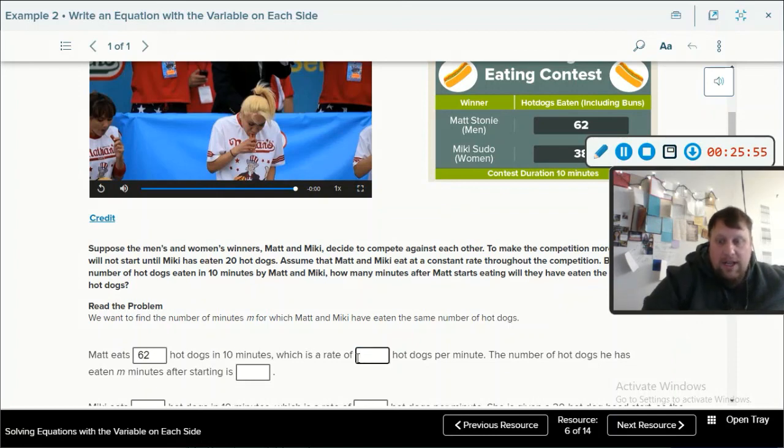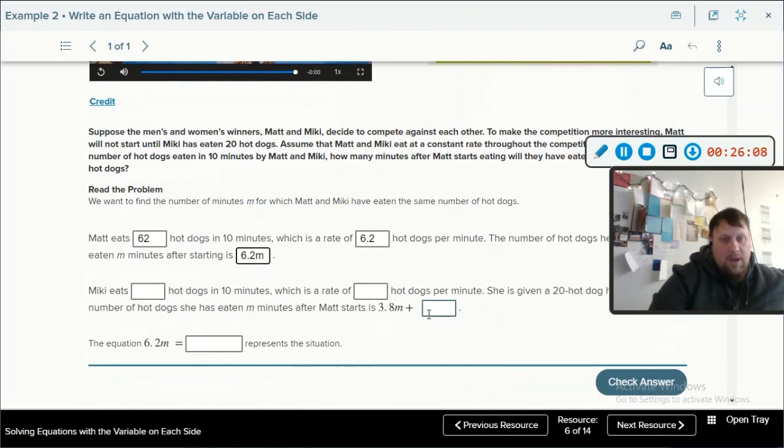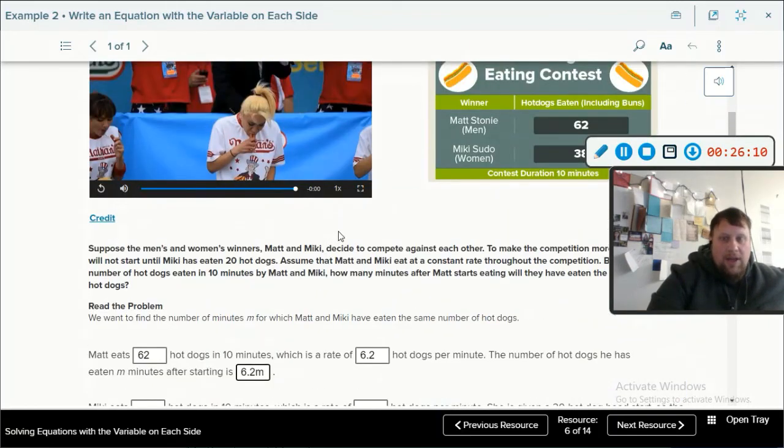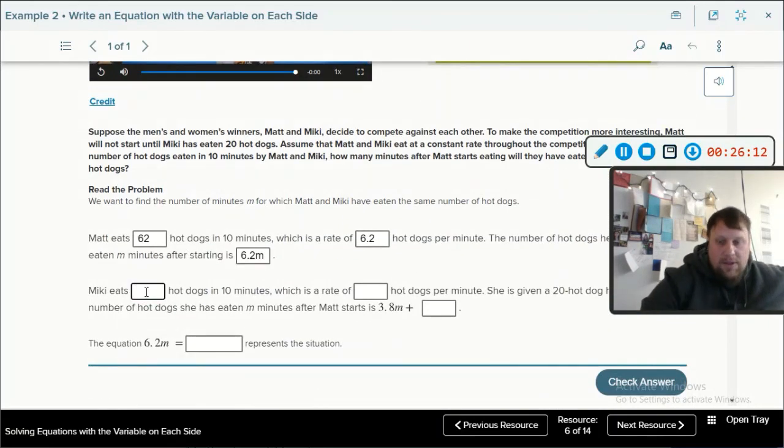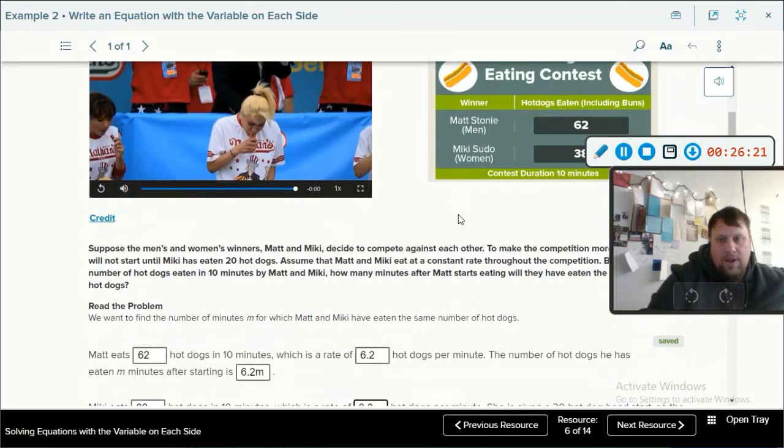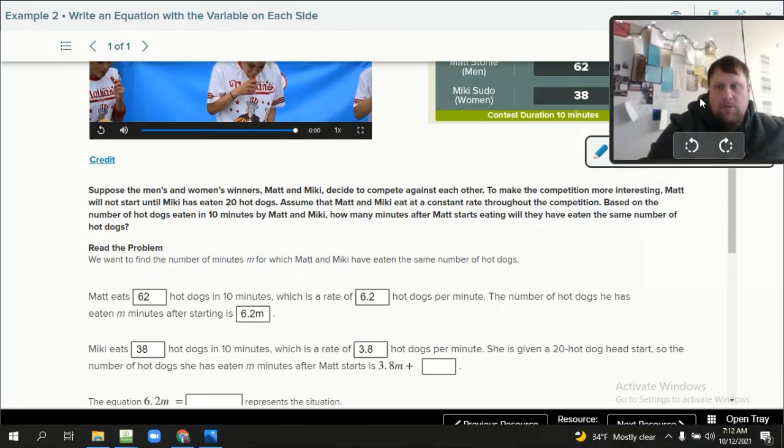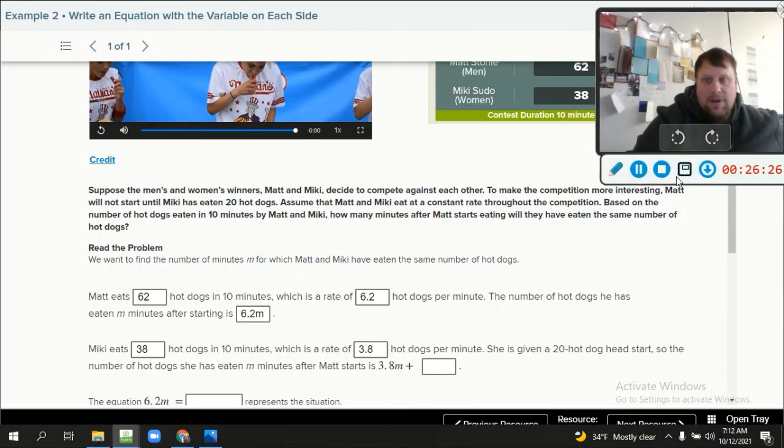Let me move all this stuff up. She is given a 20 hot dog head start, so the number of hot dogs she has eaten after Matt starts is 3.8M plus, well, it's plus 20. Boom. So the equation is going to be 6.2M equals 3.8M plus 20.